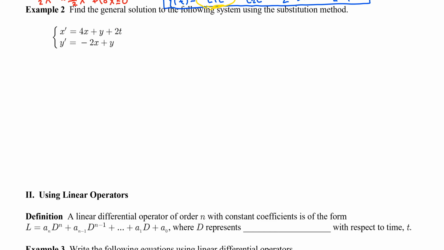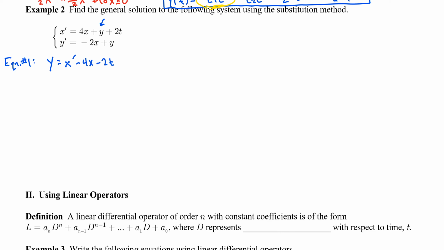We're going to choose one equation and isolate one of the variables. Looks like it will be convenient to use equation number 1 and isolate y in terms of x and t. So from equation number 1, we obtain y equals x prime minus 4x minus 2t. That minus 2t is what causes it to be a non-homogeneous system.